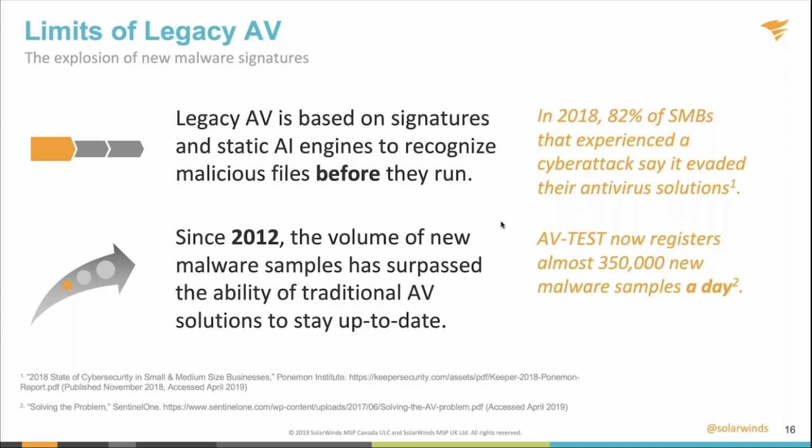Now, since 2012, the volume of new malware samples has surpassed the ability of traditional AV solutions to stay up to date. And that's simply because so many new versions are coming out all the time that it's just too much to keep up with. The website AV Test now registers almost 350,000 new malware samples a day. And so in order for traditional AV signatures to be created for those and then updates to be downloaded, that's a lot of things per day for new signatures to be created for. And then there's the lag time between the time the signature is created and the endpoint actually downloads that signature.